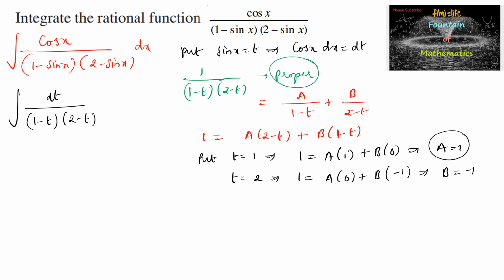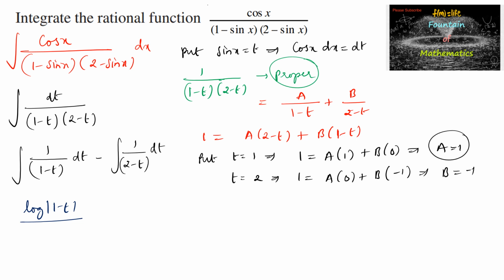So here we can write the integral of a upon, that is 1 upon (1 minus t) dt, minus b; the value is negative 1, so minus 1 upon (2 minus t) dt. And the integration of 1 upon (1 minus t) is log mod of (1 minus t) divided by the coefficient of t, which is minus 1. So we can write minus, and again minus log mod of (2 minus t) divided by the coefficient of t, which is again negative 1.